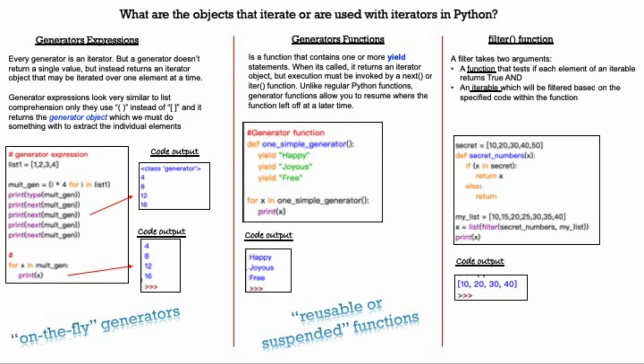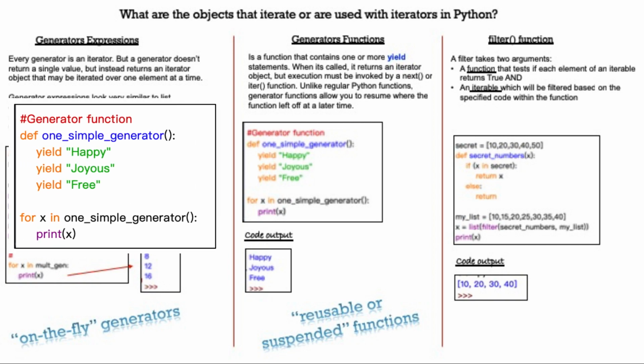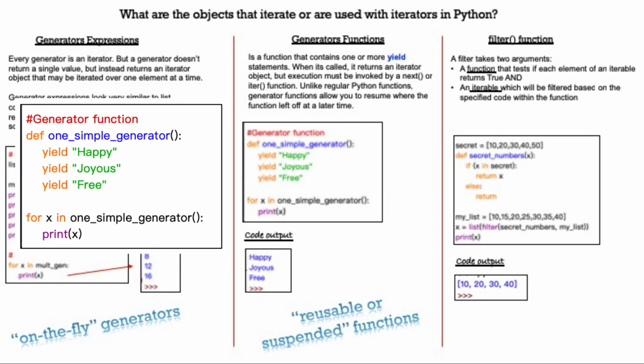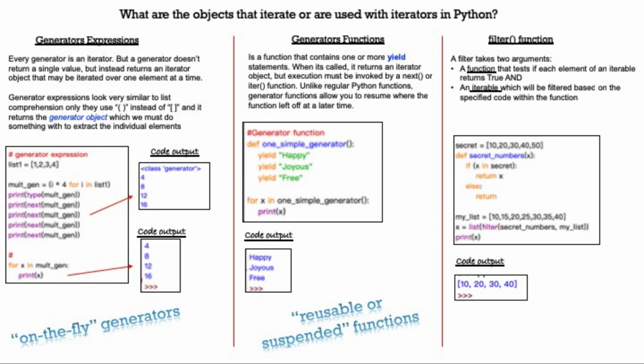So how does it work? We can come back and pick up where we left off. So that's fantastic. We define one simple generator and we yield 3 strings: happy, joyous, free. To call on that next function over and over, we can use a for loop like we have here. So for x in our generator function, one simple generator, print x, and it prints out happy, joyous, free, as we would expect. So we can think of generator functions as reusable or suspended functions.